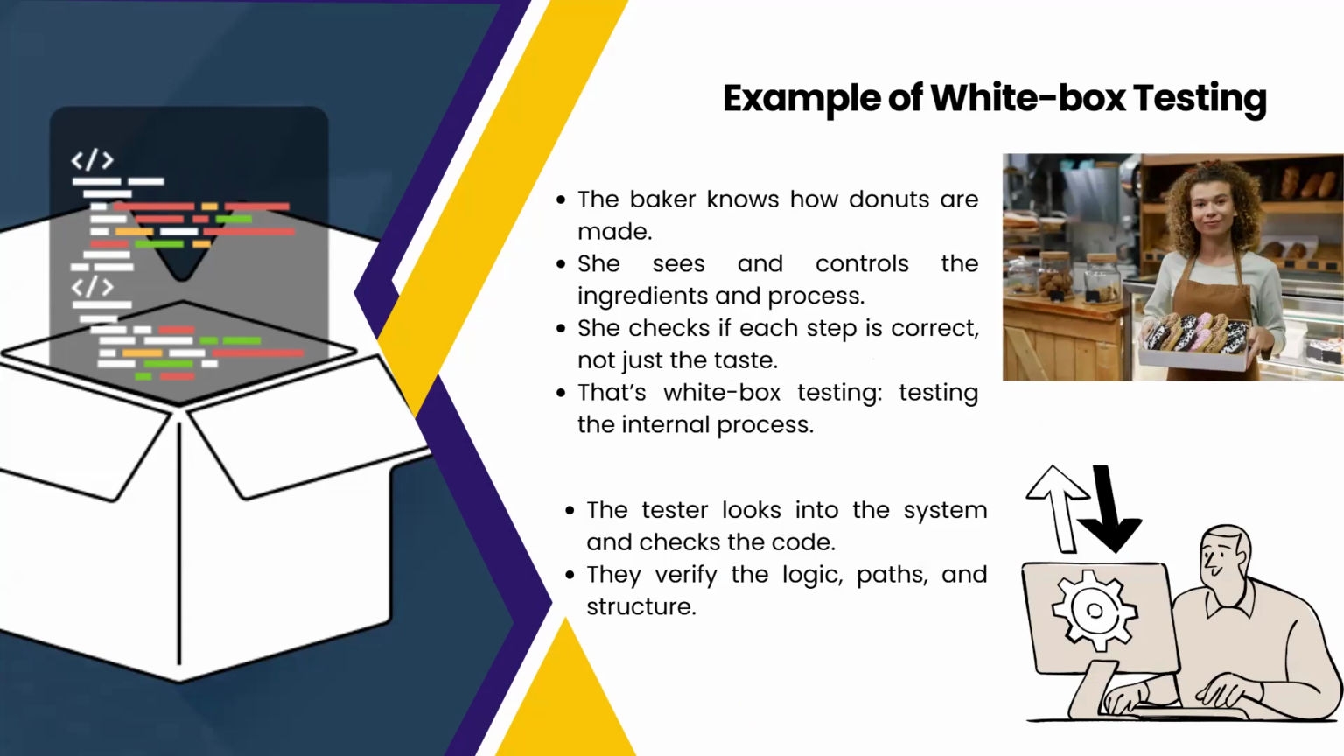So let's talk about the one who bakes the donut. This is the donut baker who knows how donuts are made. She sees and controls the ingredients and process. If there are some flaws or something is wrong with the donut she's making, she can just fix it because she knows how to make it. So it's easy for her.